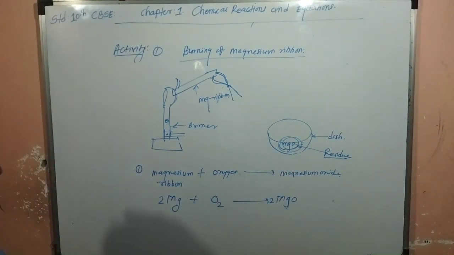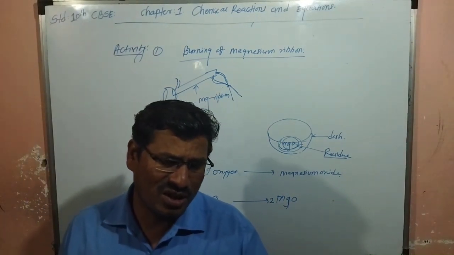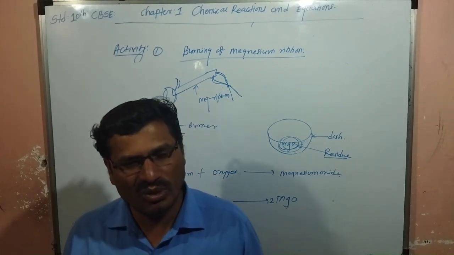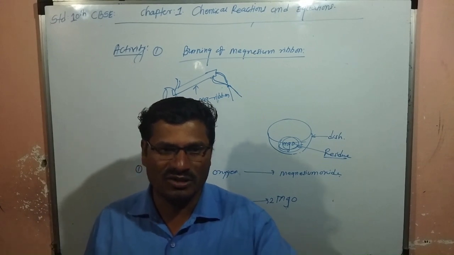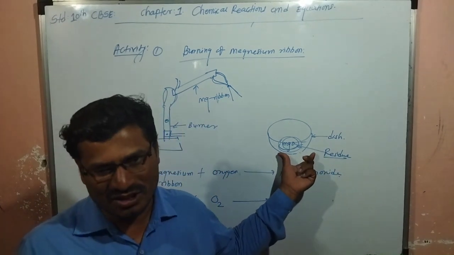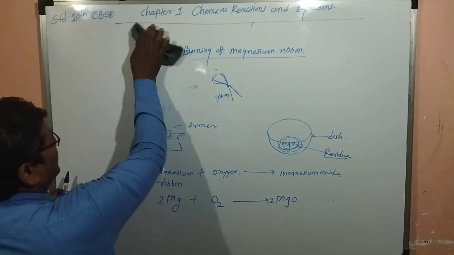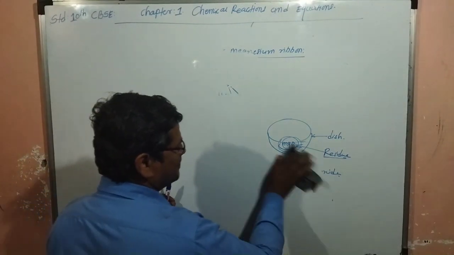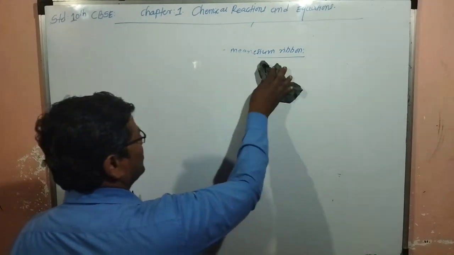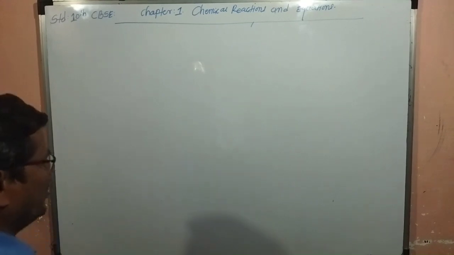After that, one more activity is given. So what do you understand from this activity? Magnesium ribbon burns in the presence of oxygen, giving magnesium oxide, and that magnesium oxide you have to collect into the dish, the residue. Next activity is given, and in that activity you have to take lead nitrate and another one, potassium iodide.